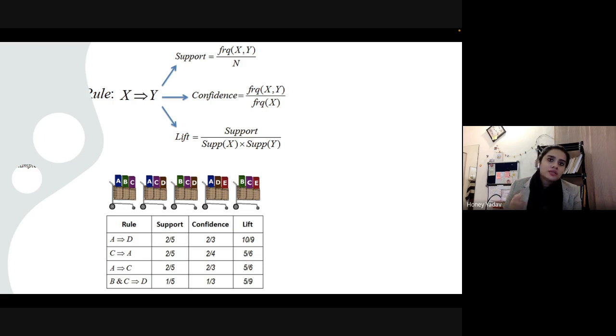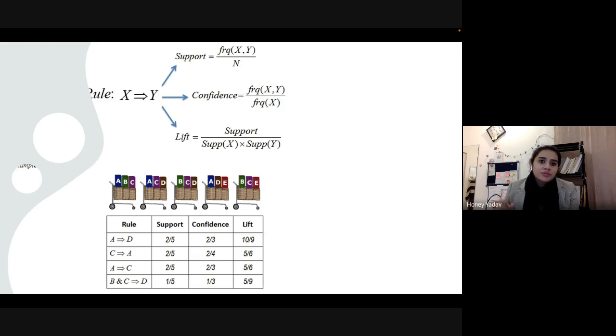There are 3 things that we calculate when we perform this analysis: one is support, another is confidence, and third is lift. Support is based on, if you remember set theory, A union B, so it considers only that. When we say the frequency of X and Y divided by N, this is the value of support, where we say what items are present in a basket.